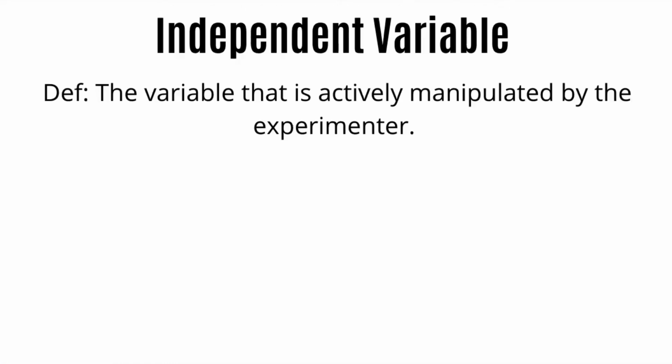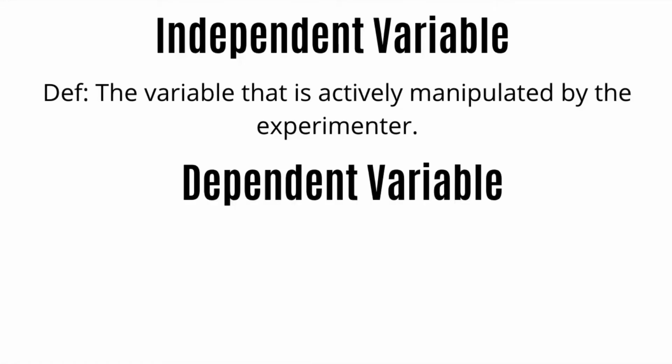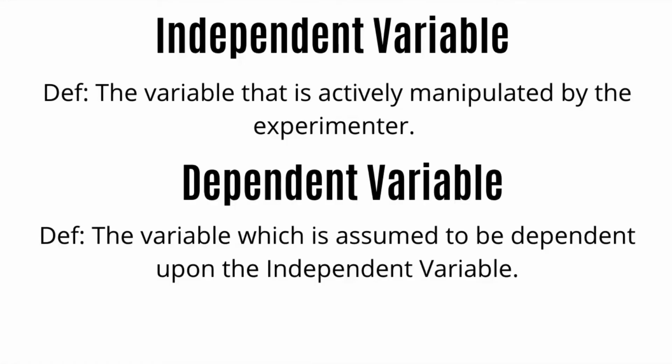Independent variables are any variables that are actively manipulated by the experimenter and only the experimenter. The dependent variable, on the other hand, is the variable which is assumed to be dependent upon the independent variable. In other words, dependent variables are variables that change as a function of the changes in independent variables. Let's understand these concepts a little better with an example of a memory study.